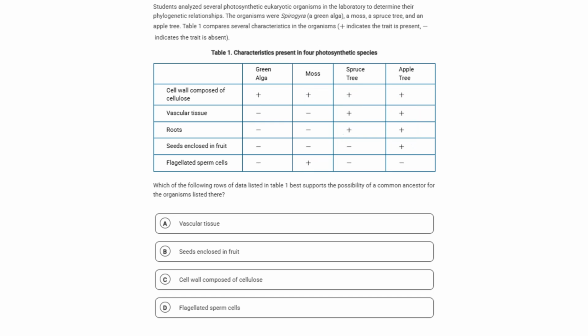Okay? And so what you're thinking about is, well, common ancestor for all of them, well, that trait has to be present in all of them. And so go ahead and think about your answer.